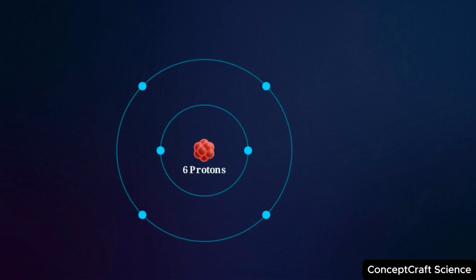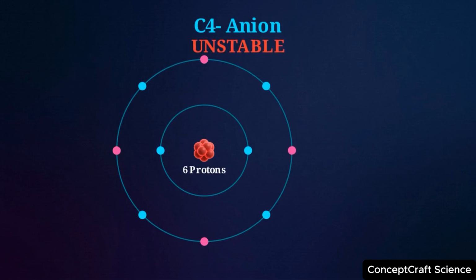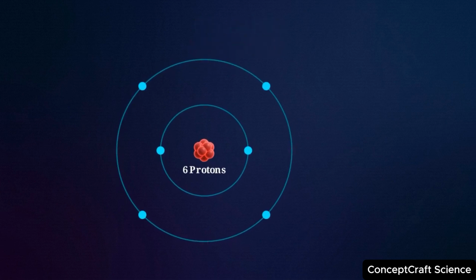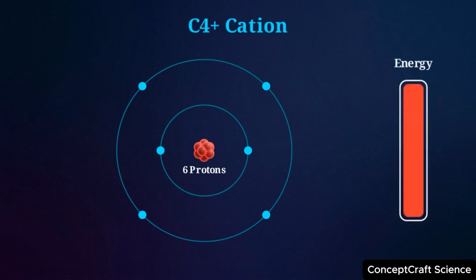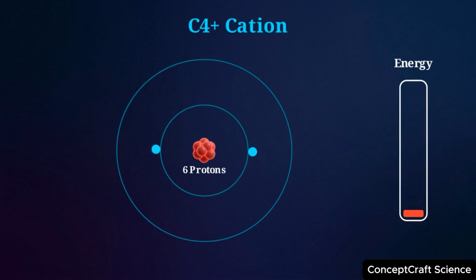First, it could try to gain 4 extra electrons to form a C4- anion. However, the nucleus only contains 6 protons. That positive charge is not strong enough to hold on to 10 total negative electrons. Alternatively, it could try losing its 4 outer electrons to form a C4+ cation. But stripping away 4 electrons requires a massive amount of energy, leaving a nucleus with 6 protons struggling to hold just 2 electrons.